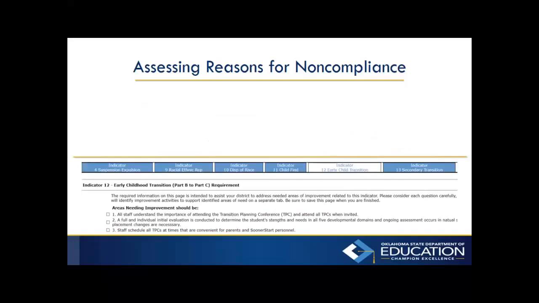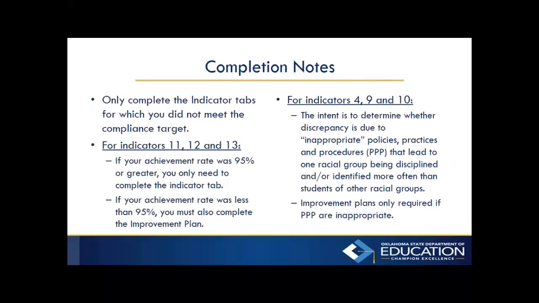Now, here's one for indicator 12, that if you click on it and you were identified as not compliant in this area, then you're going to see something very similar to this. It's going to give you areas of needed improvement. So you're going to check the boxes for which you are needing some assistance. So you are only completing the indicator tabs for which you did not meet the compliance targets.